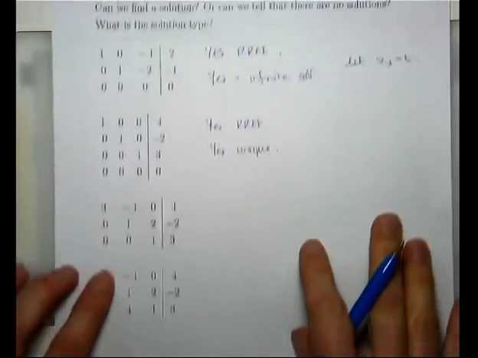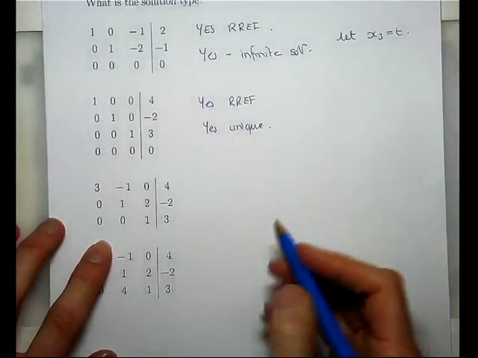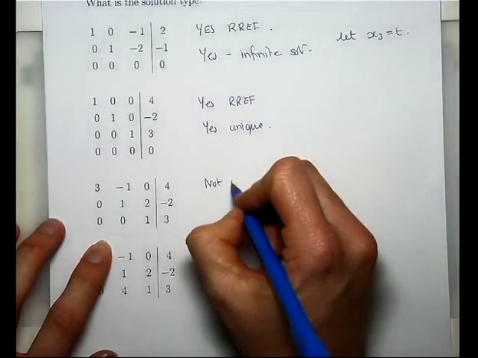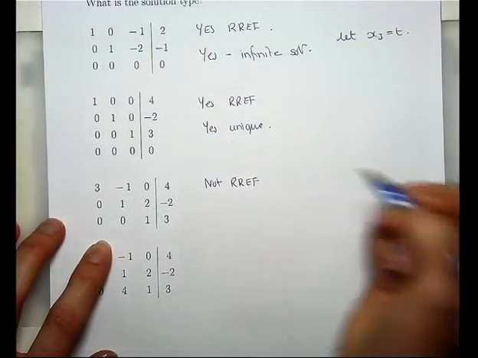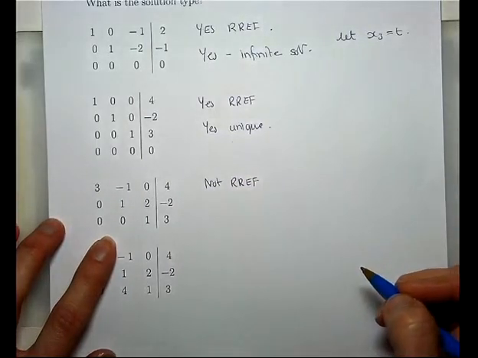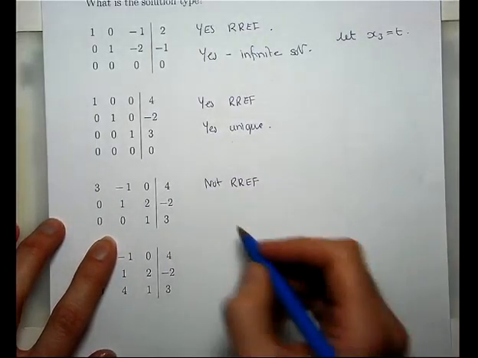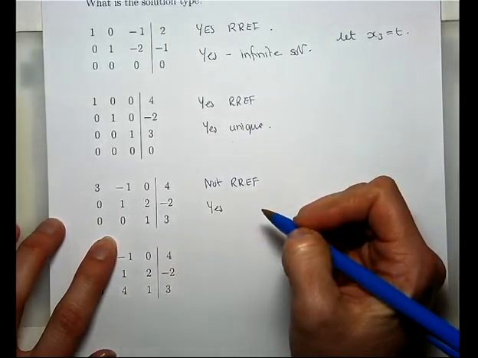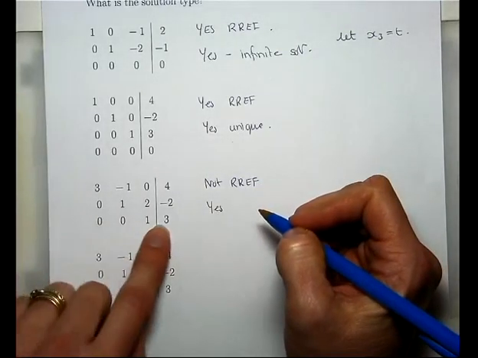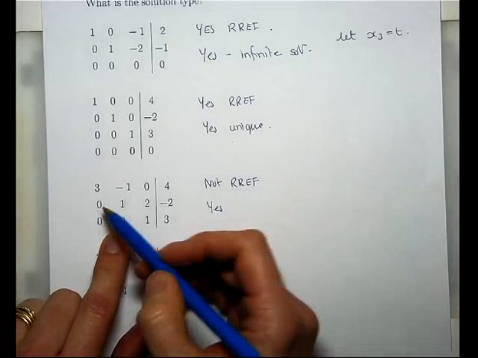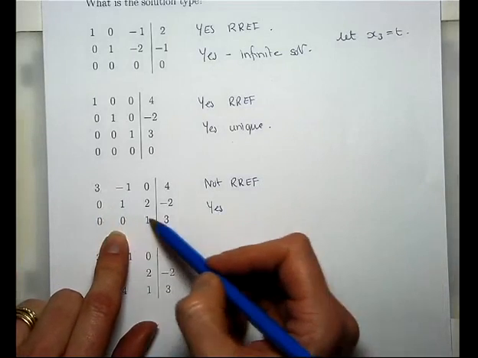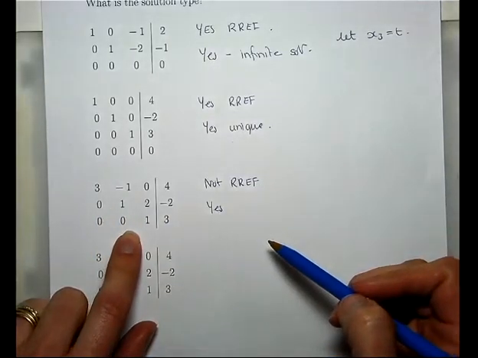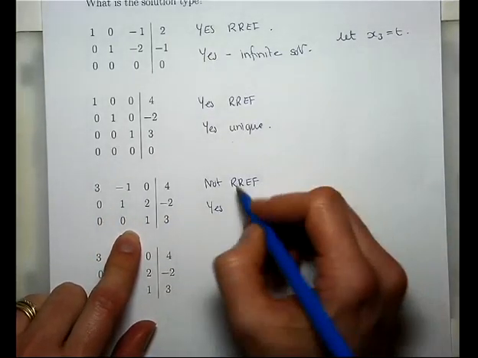Okay, what about this one? Is this in reduced row echelon form? No. Okay, can we tell if there's a solution or not? Yeah. What kind? Why do you say infinite? Because we're missing a row. No, we're not missing a row because there's 1, 2, 3, 1, 2, 3. Unique. Yeah, it's going to be unique, right?